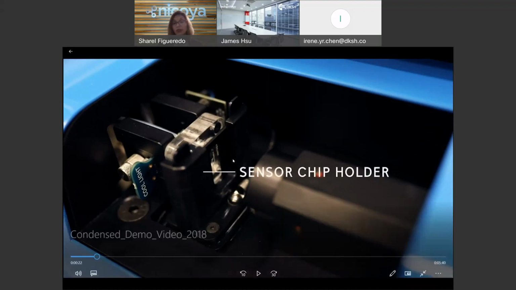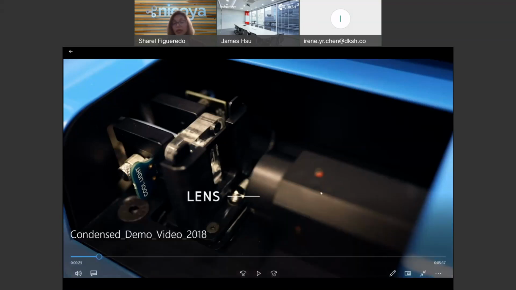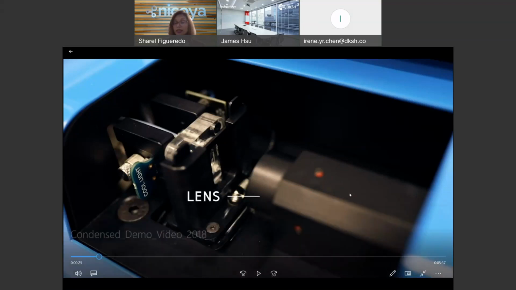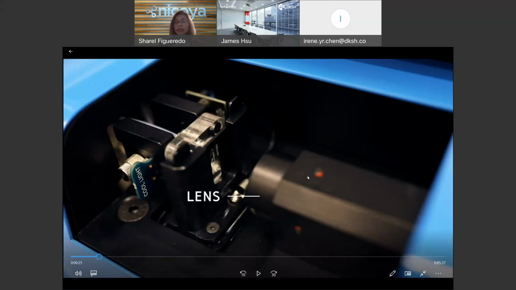The sensor chip holder will hold the sensor, and when it docks to the flow cell, an SPR experiment can be conducted. Here is your lens. This is where you have your optics that collect the absorbance that has passed through the sensor chip. We have two spectrophotometers in here, one to collect the trace for the reference channel and one for the active channel.